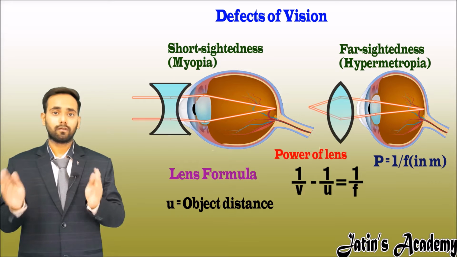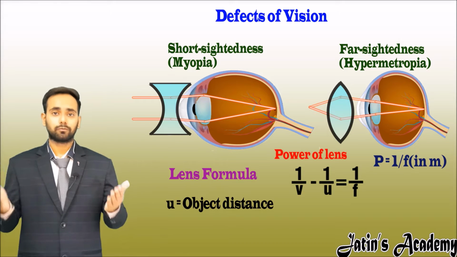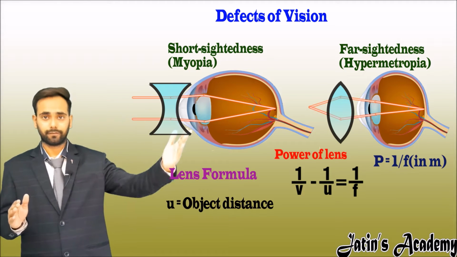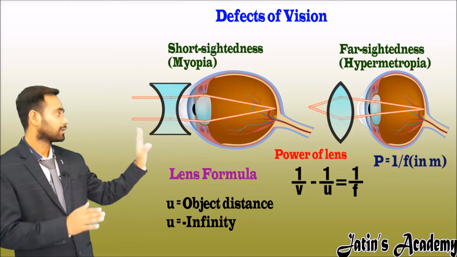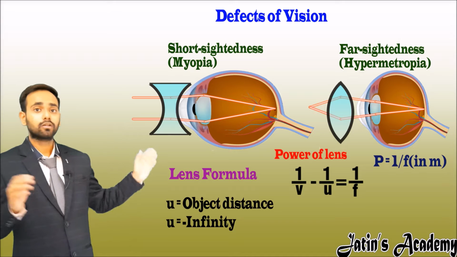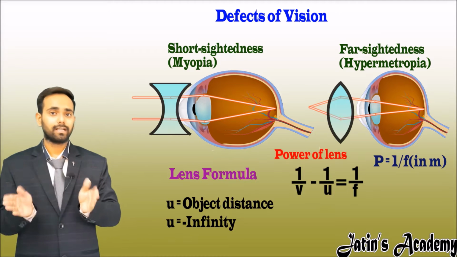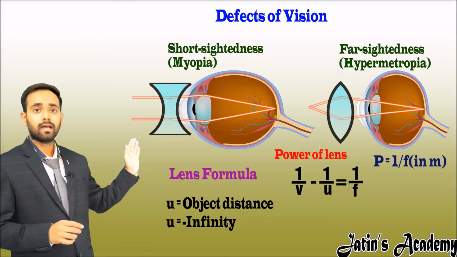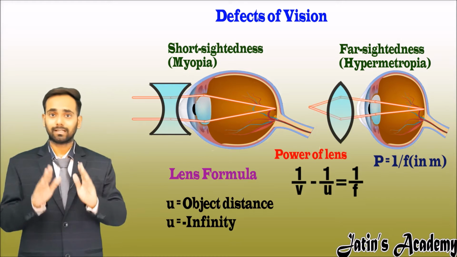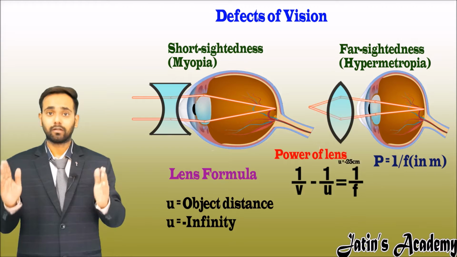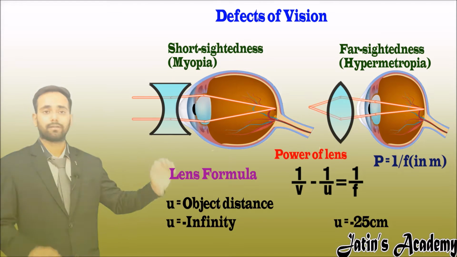In case of myopia, we have to see the objects which are at infinity. So here u is minus infinity, because the object is on the left side. So u is minus infinity in case of myopia, and for hypermetropia we have to see the object clearly at 25 centimeter. So here u is minus 25 centimeter.